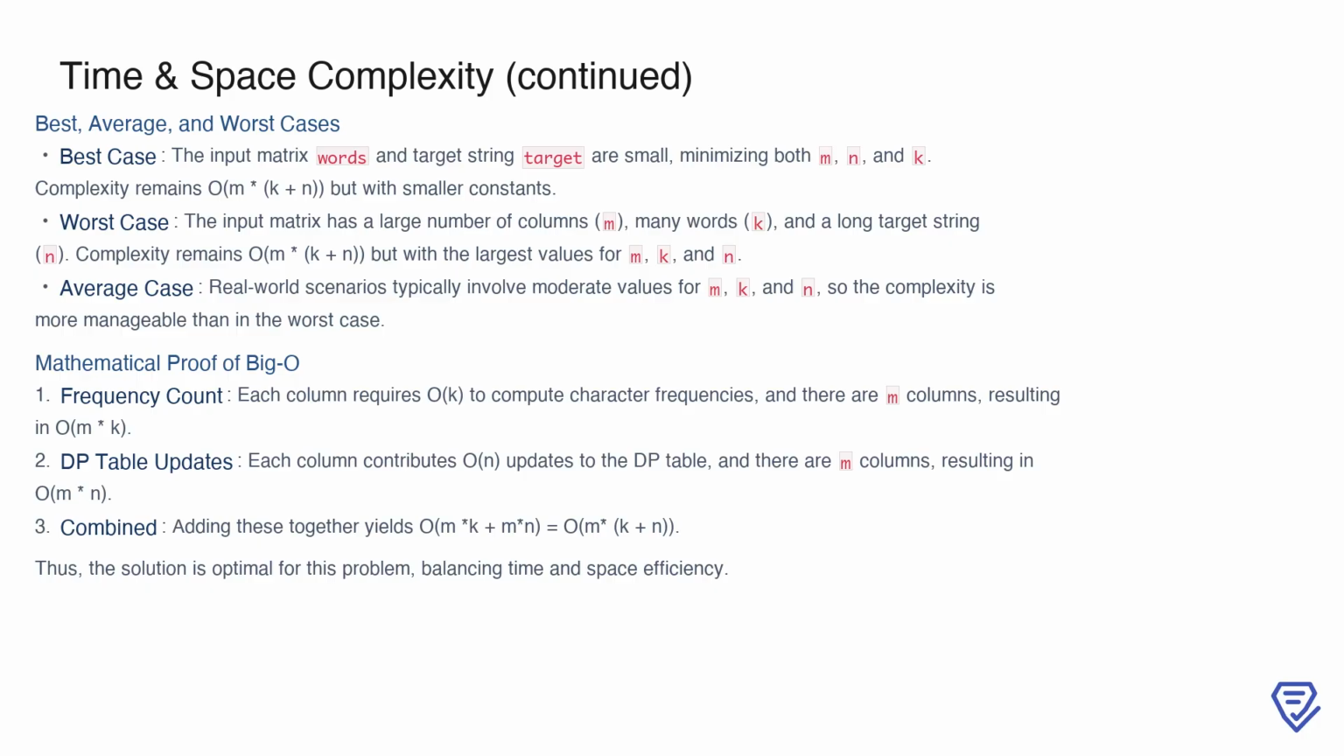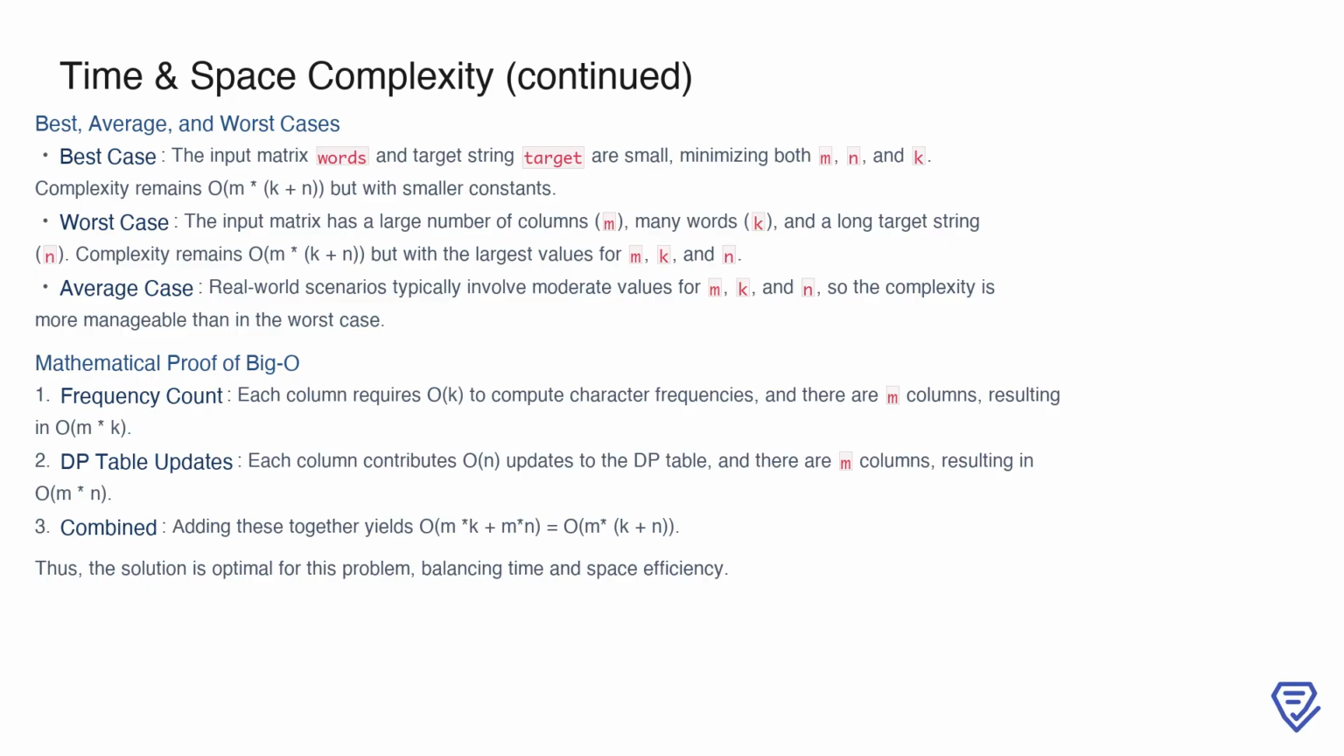However, the constants in actual runtime can vary based on the input size. The best case occurs when the words matrix and target string are small, leading to minimal values for m, k, and n, and thus faster computation. The worst case arises with a large words matrix having many columns and words and a long target string, where the constants become large, though the complexity remains O(m*(k+n)). In average cases, with moderate values for m, k, and n, the solution is computationally manageable.